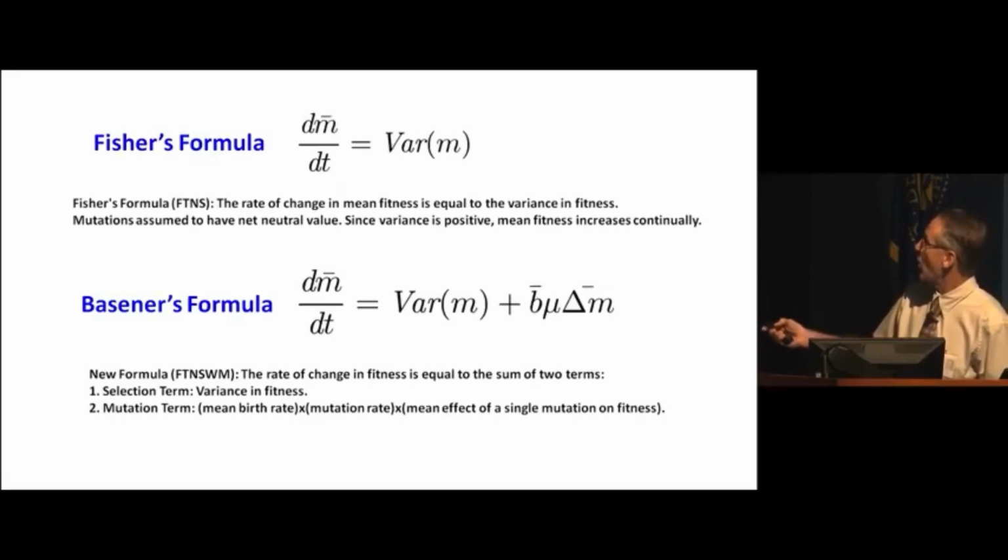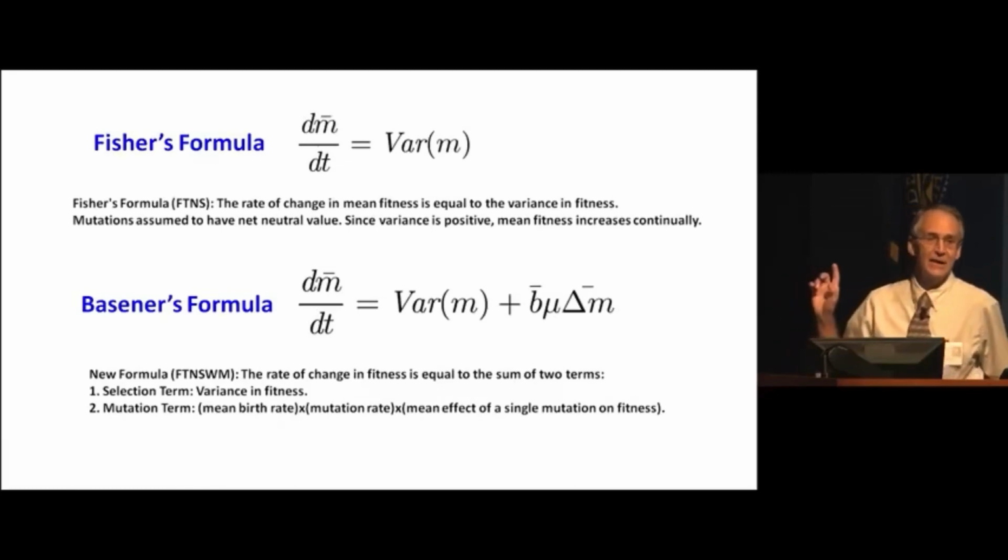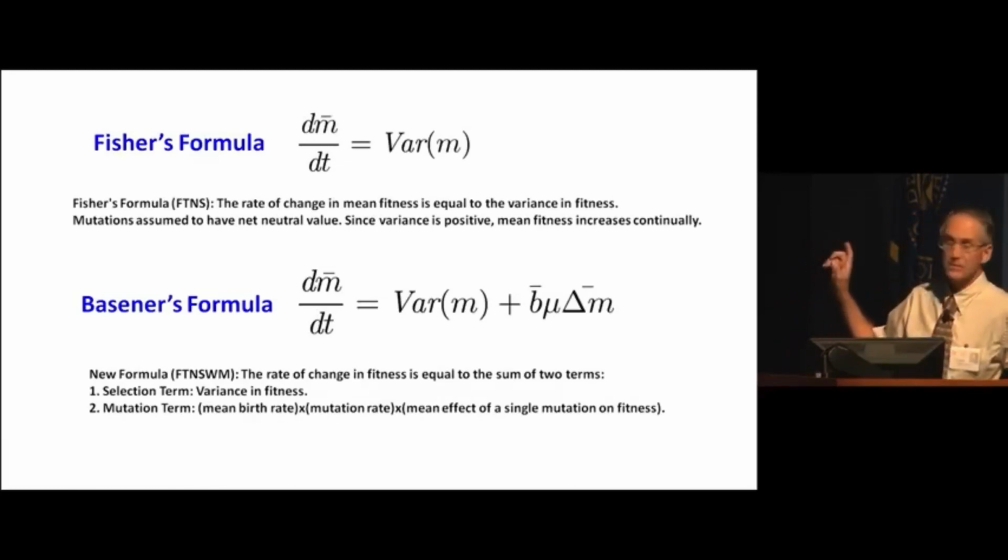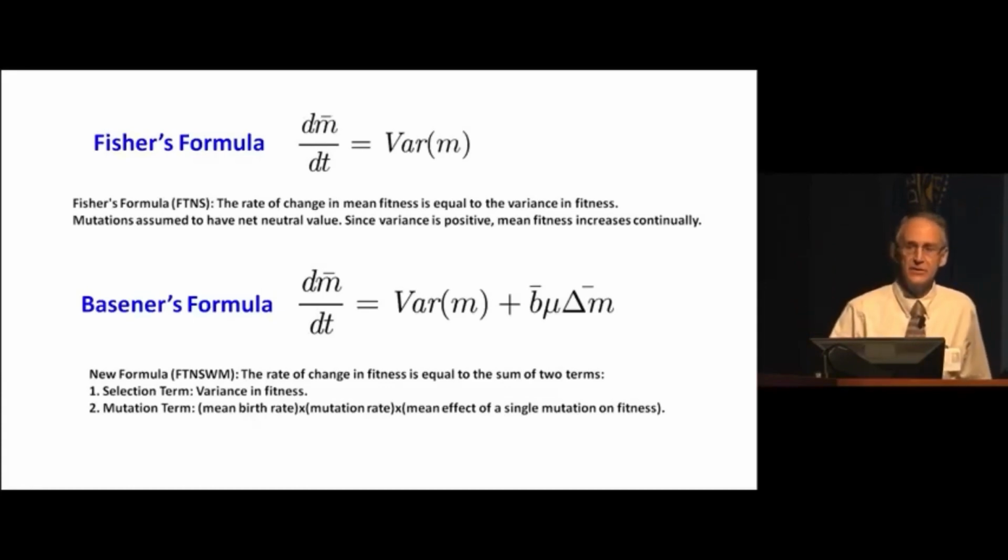Since we know that's wrong, Basener's formula, my collaborator's formula, says that fitness change depends upon the pre-existing variation in the population plus the effect of mutations, and the net effect of the mutations is always very skewed toward a deleterious effect. So basically, variation in the population allows you to do selection. That tends to increase fitness. The mutations that pour into the population are overwhelmingly deleterious. They tend to decrease fitness. So fitness gain is not at all certain. In fact, when we actually plug in realistic biological parameters, increasing fitness is very, very problematic.